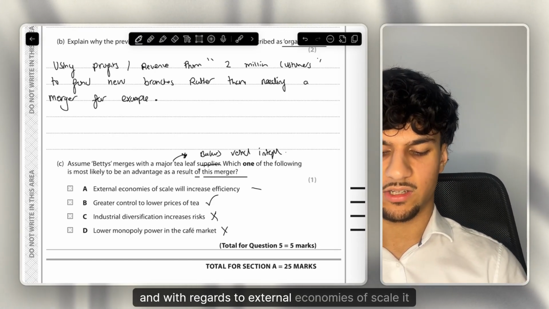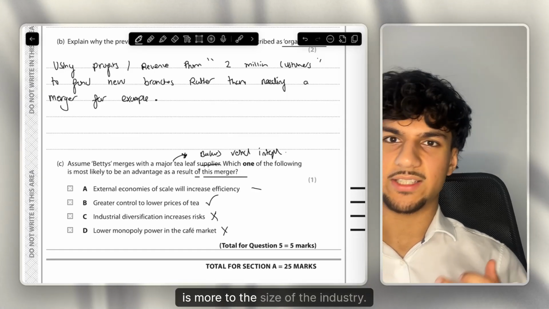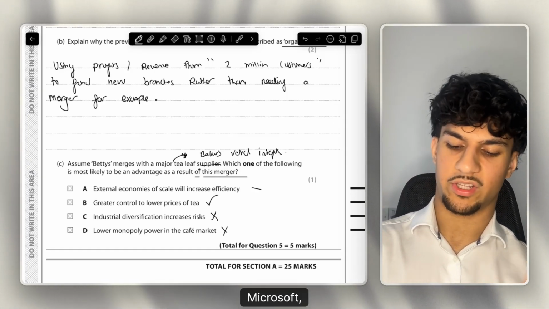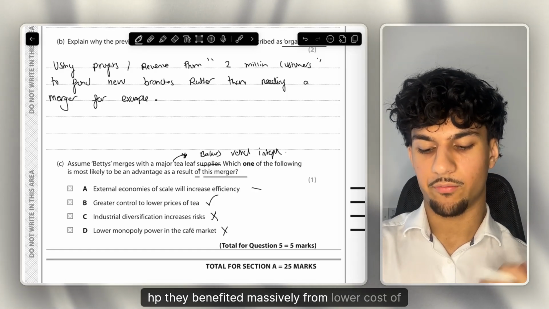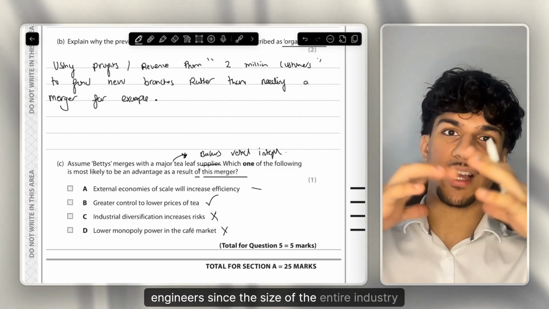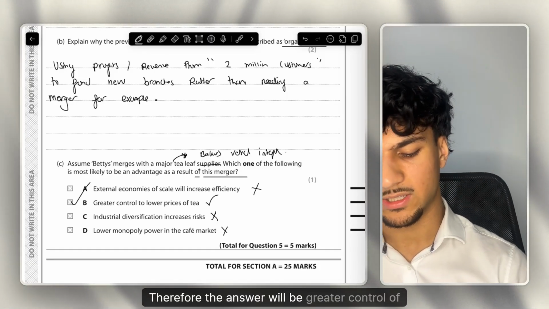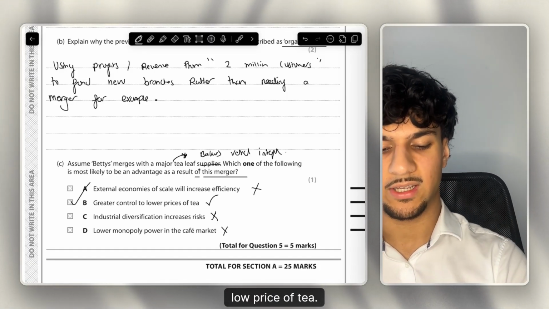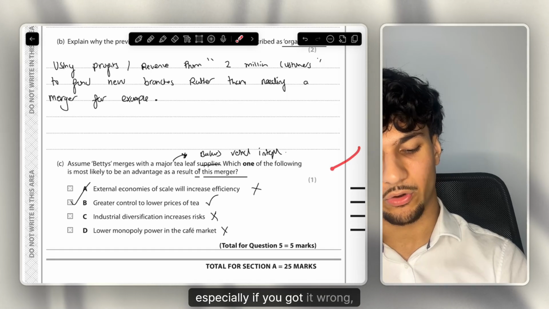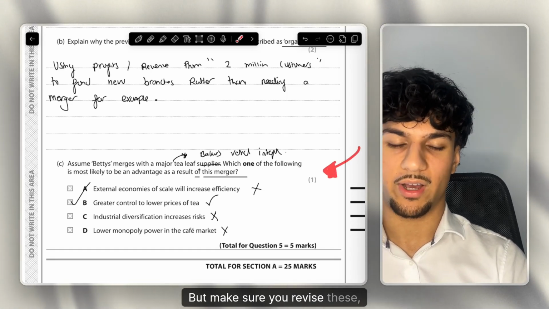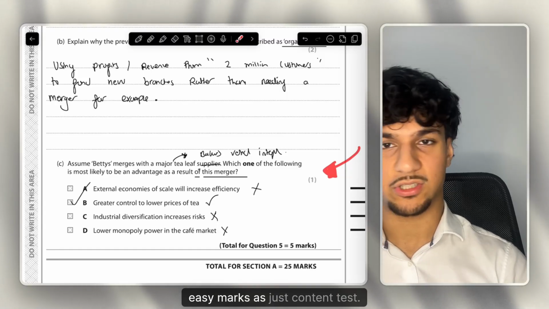And with regards to external economies of scale, it is more to do with the size of the industry. For example, when Silicon Valley grew, Microsoft and HP benefited massively from lower cost of engineers, since the size of the entire industry grew, if you think about the dot-com bubble. But it would not be A, therefore the answer will be B, greater control to lower the price of tea. The main thing to take away from this one, especially if you got it wrong, is that it's a very niche, very small part of the spec, but make sure you revise these easy marks as just a content test.